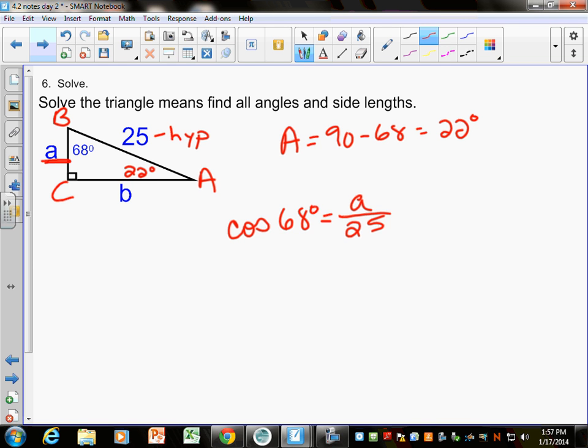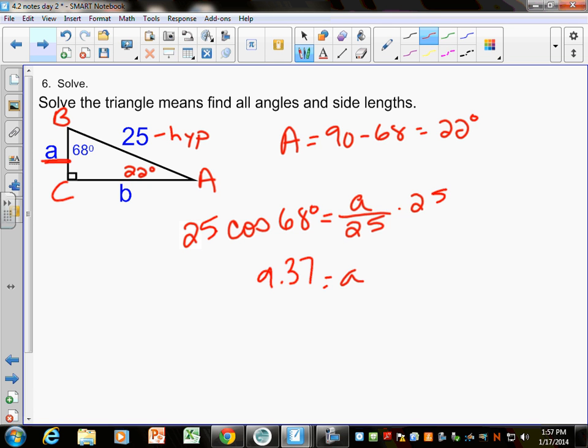You could have also used 22, but what does A compare to 22? It's the opposite. So you'd have to use sine of 22 degrees, and you would get the same answer. So it's not wrong as long as you use the right trig function with the right ratio. And then all you got to do to solve this is multiply by 25. Make sure you're in degree mode. 25 times cosine of 68 degrees. And you get that A is about 9.37 units. Talking about the side of a triangle there. So we're not in degrees, we're in like whatever units it happens to be.